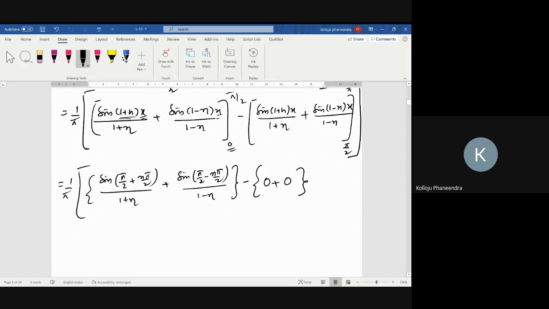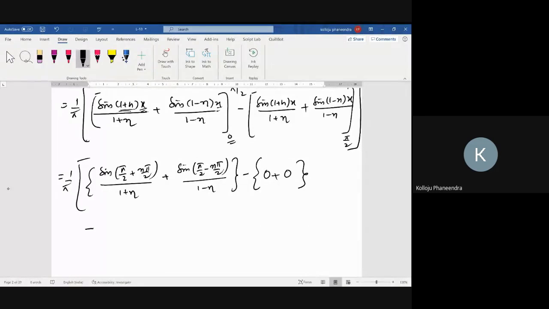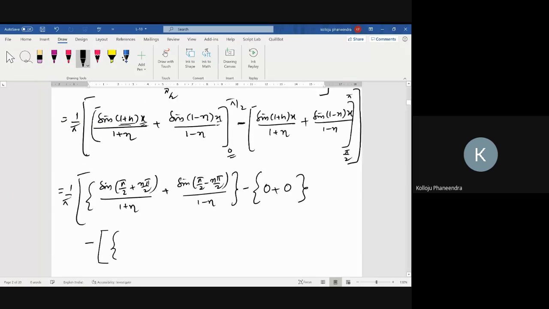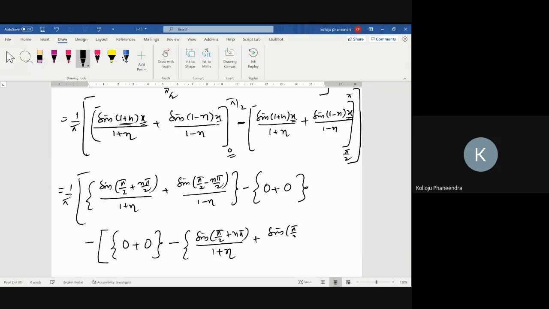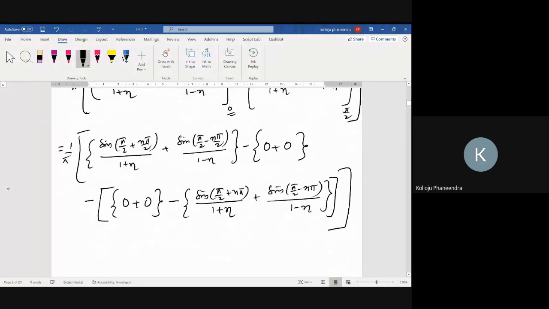Coming to the second one, minus is there and I have to substitute upper and lower limits. For this bracket, the upper limit is pi: sin n pi is 0, so the upper limit gives 0. Minus, coming to the lower limit, pi by 2: sin (pi by 2 plus n pi) by 1 plus n plus sin (pi by 2 minus n pi) by 1 minus n. This bracket closed and the whole bracket closed. Remember, this bracket is for the second limits.